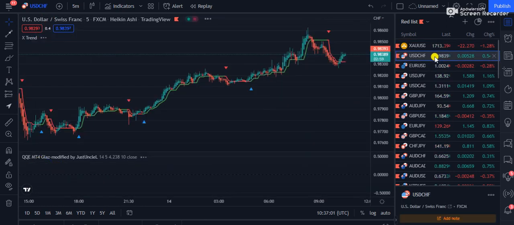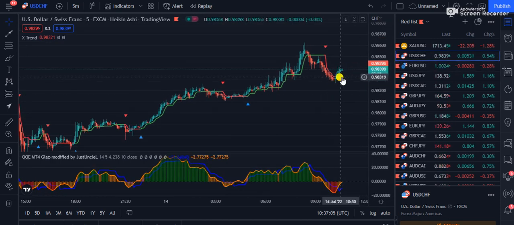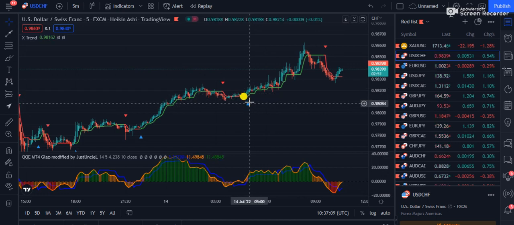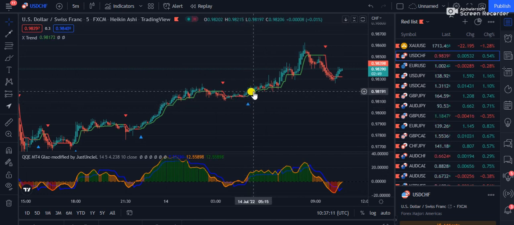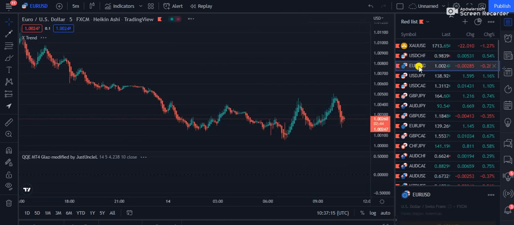I'm not limited to gold, so I'm going to take you towards other pairs. Let's take an example, USD CHF 5-minute. Here we have a buy signal. You can see the QQE indicator also turned green. That was a very good bullish entry.